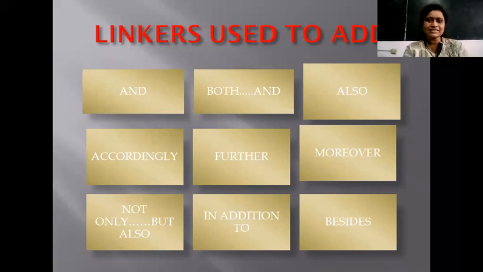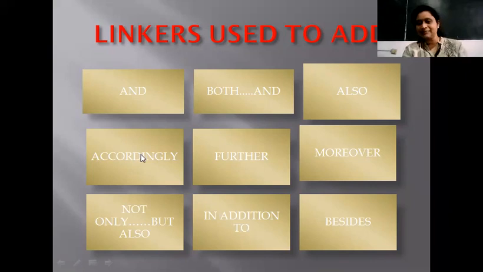So there, I have listed some linkers here, like and. For example, the first example which I told you, mangoes and apples are my favorite fruits. Here, to join mangoes and apple, I have used the word and. I can also use both and: both mangoes and apple are my favorite food. So you can use also: other than mango, apple is also my favorite food.